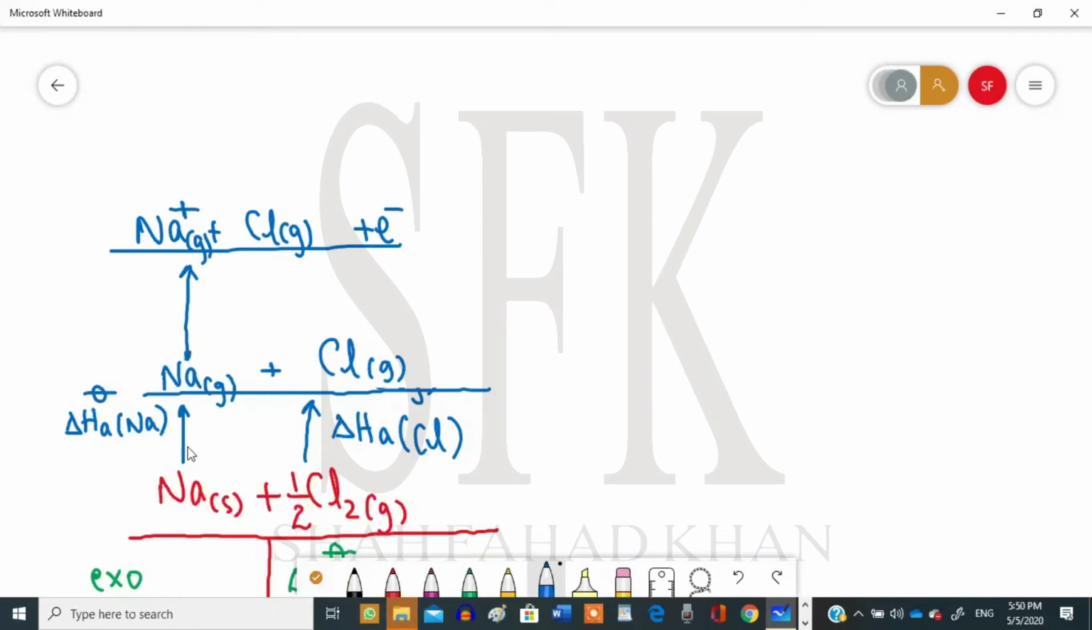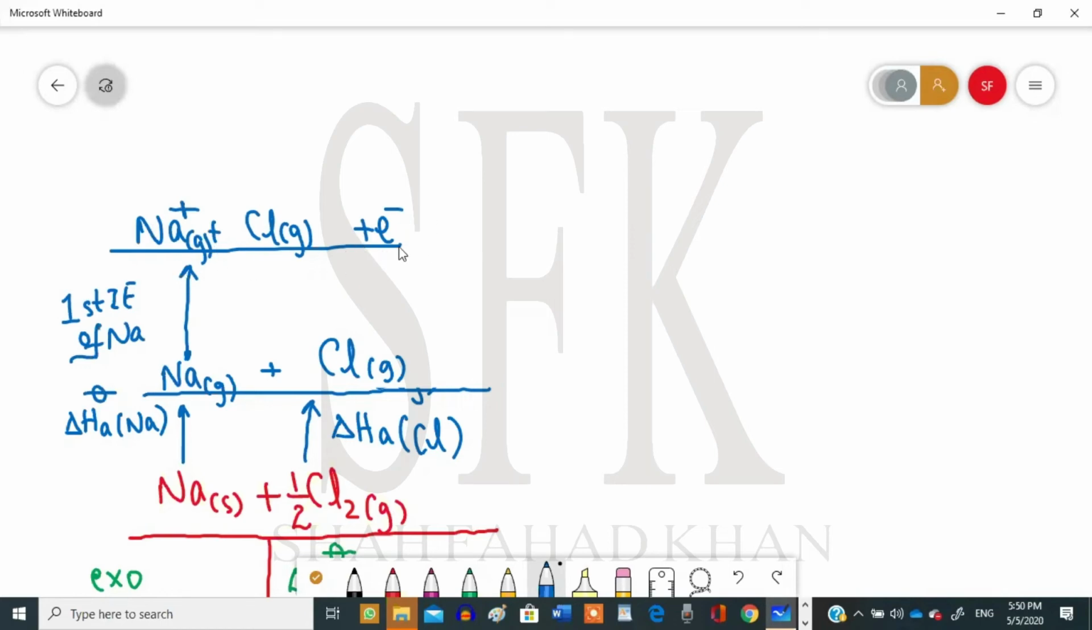And guys, do you notice something? These arrows are all facing upwards. Why are they facing upwards? Because these are all endothermic reactions. We are providing energy to convert it from solid to gas, and then we are providing more energy to remove the electron from this sodium to form sodium positive ions. Now the enthalpy change of this reaction is going to be the first IE, or the first ionization energy of Na, of sodium. This is exactly how you're going to label it.